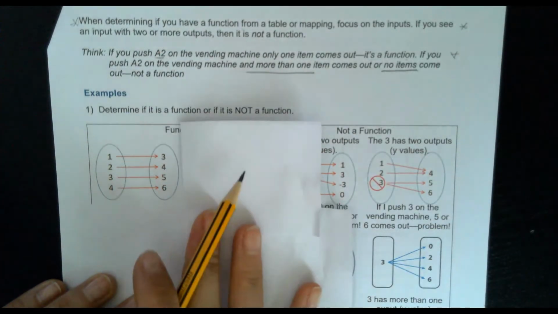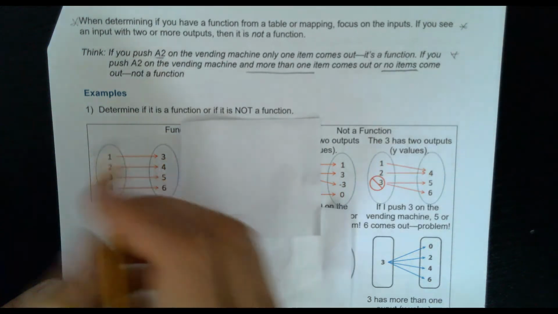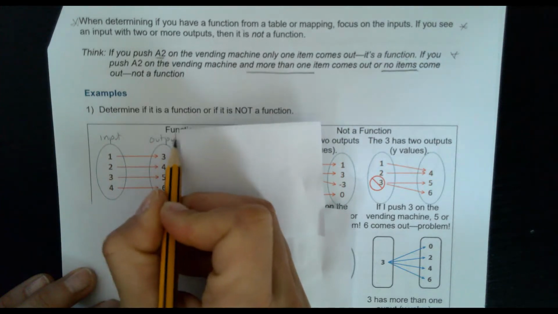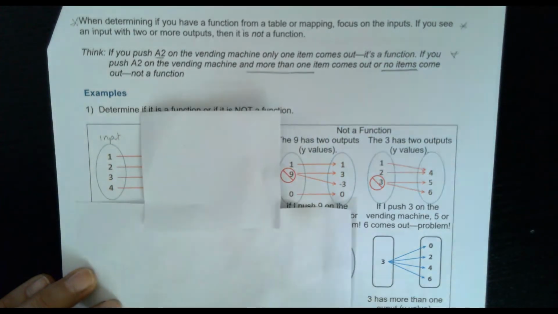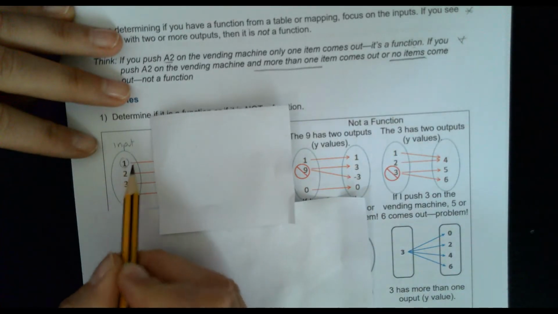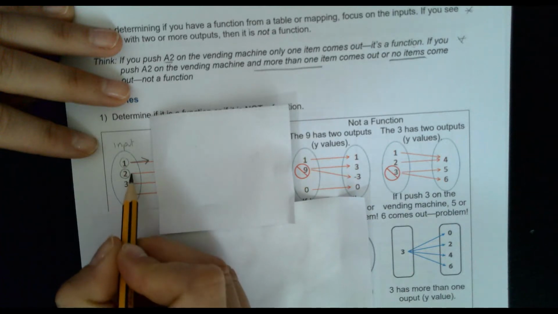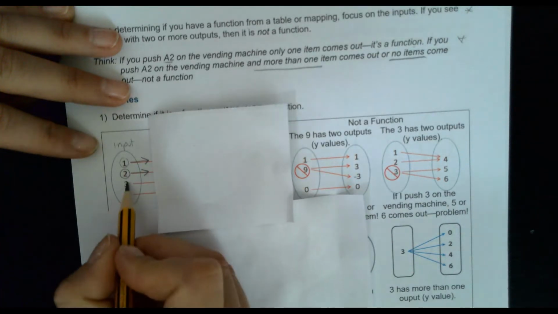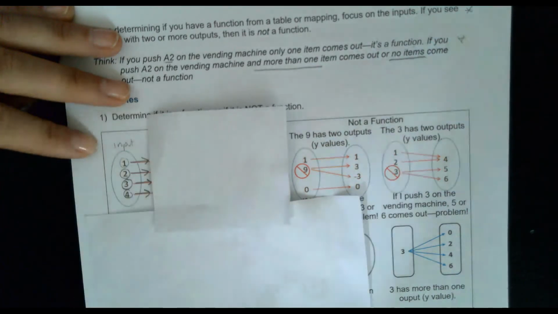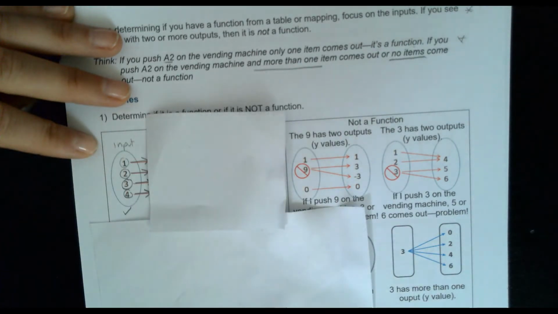So let's look at this example. And we say, is it a function? What you need to do is, this is the input, this is the output. Cover up the output, because it gets confusing if you look at the output. If you push 1 in the vending machine, one thing comes out. If you push 2, one thing comes out. If you push 3, one thing comes out. If you push 4, one thing comes out. So then I can say, yes, this is a function.